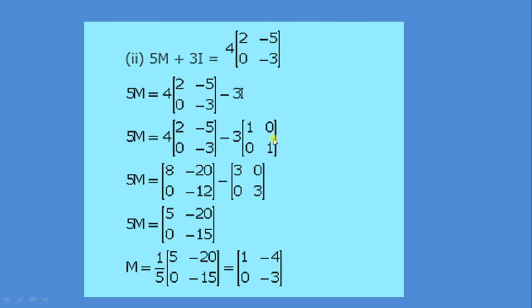First do the multiplication, then subtract the corresponding elements, and to obtain the matrix M, divide all the elements by 5, so that M will be equal to 1, minus 4, 0, minus 3. Question number 11.